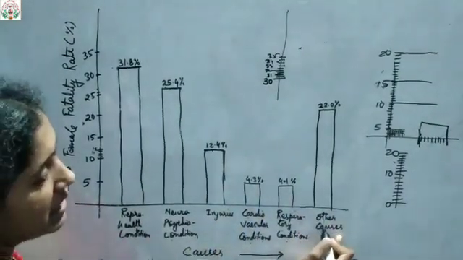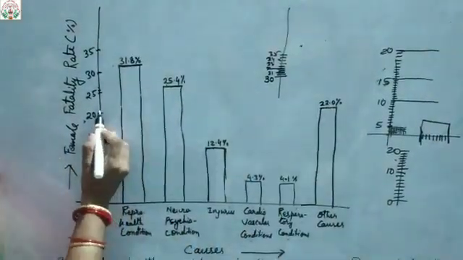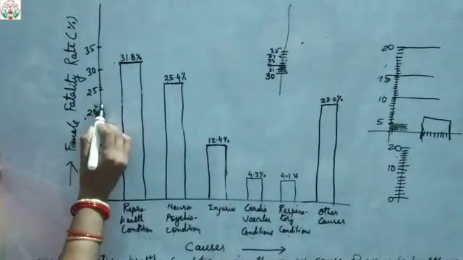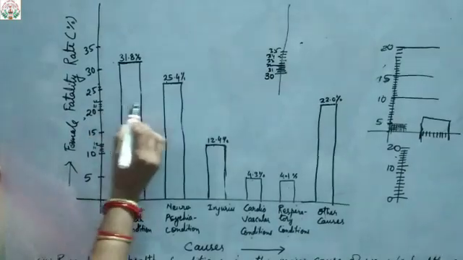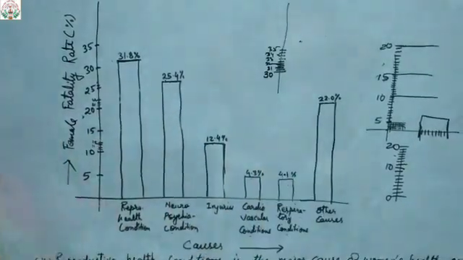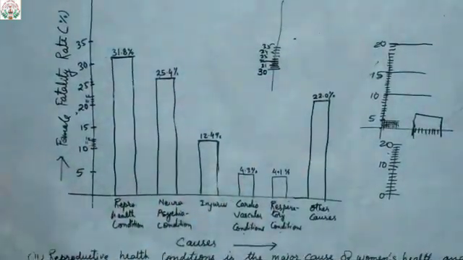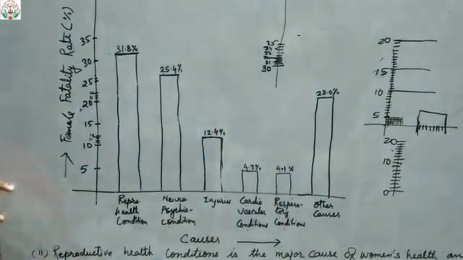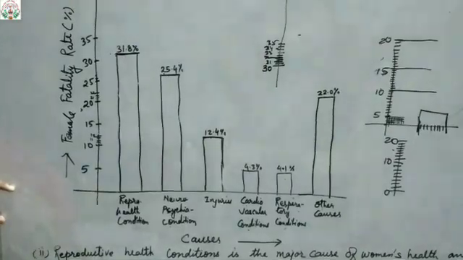And then other causes, it is 22. 22 means 4 lines here, 1 to 21, 1 to 22. So this line you will see and draw the line there. So likewise you will draw the bar graph in your graph paper only with the help of scale and pencil.